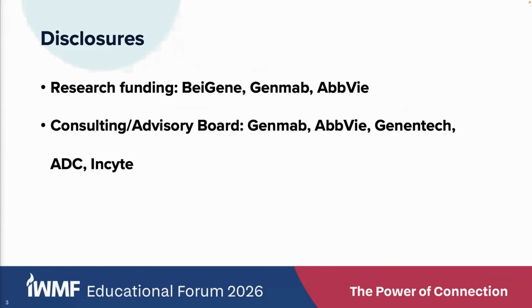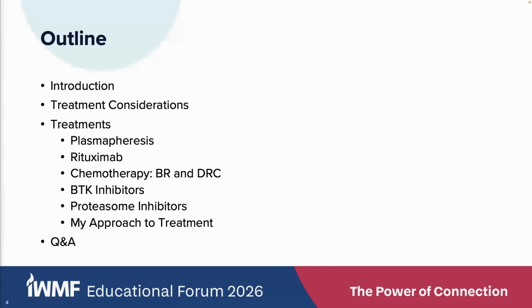These are my disclosures. So I'm going to start with a very brief introduction. I know there was a talk earlier today about the basics of Waldenstrom, so I'm not going to go over everything. I just want to highlight a few important things that are related to the topic. I want to talk to you about some treatment considerations, so things I think about while I'm reviewing the chart before I meet the patient, things I want to ask about while I'm talking to the patients, and just considerations before I recommend a treatment or two for my patient.